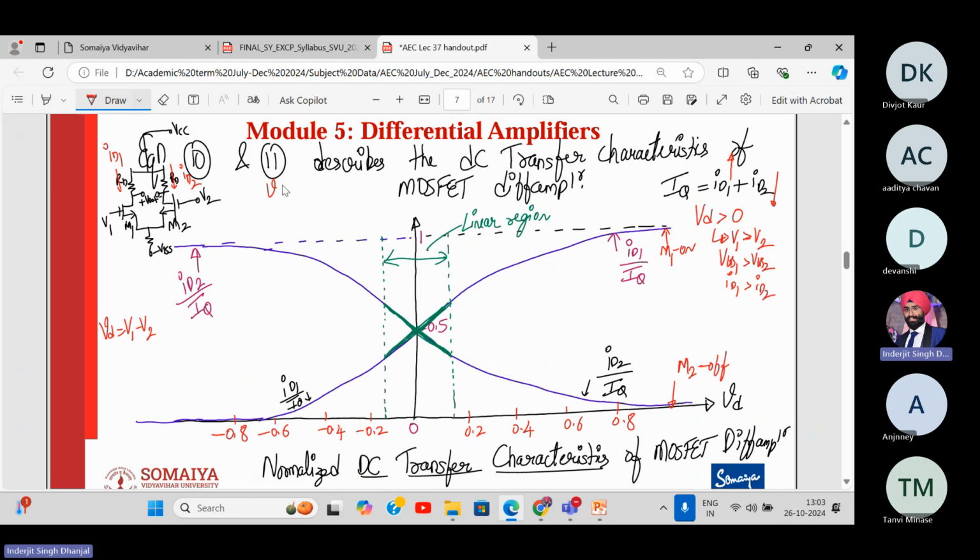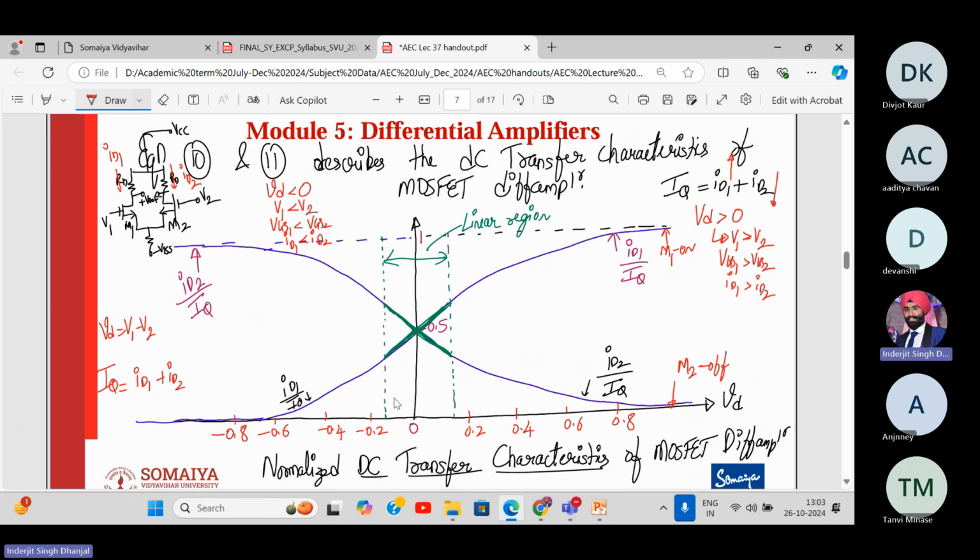Now let's go back to this case. In this case, differential voltage is less than zero. That means V1 is less than V2. That means VGS2 is greater than VGS1. That means ID2 is greater than ID1. Okay. And now let's write this equation. IQ is ID1 plus ID2.